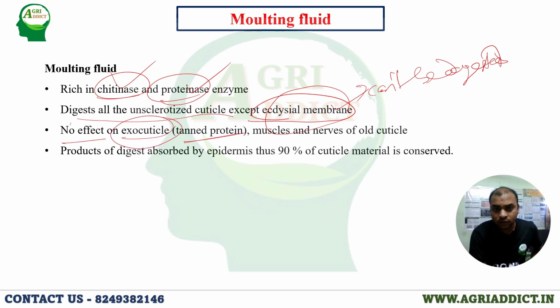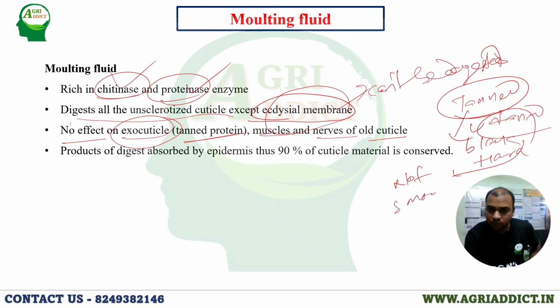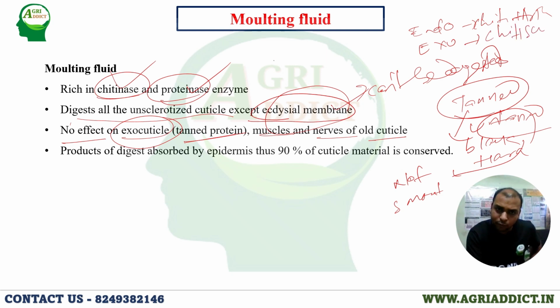That is tanned proteins, muscles, nerves, and old cuticle. As I've told you, tanned and untanned: tanned means this is black and hard, untanned means this is not black, it is very smooth. In the case of endocuticle, what is there? Chitin plus arthropodin. And in the case of exocuticle? Chitin plus sclerotin. And as I've told you, arthropodin is untanned, but sclerotin is tanned.